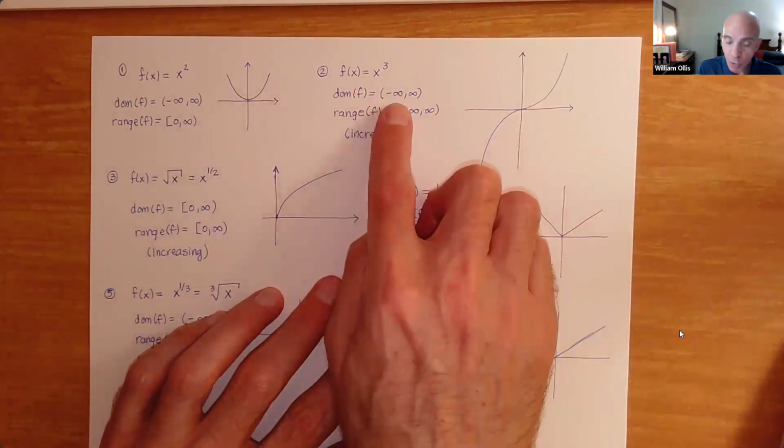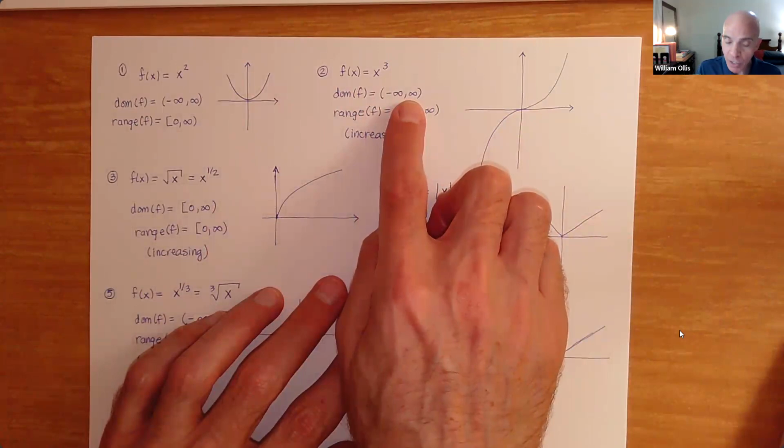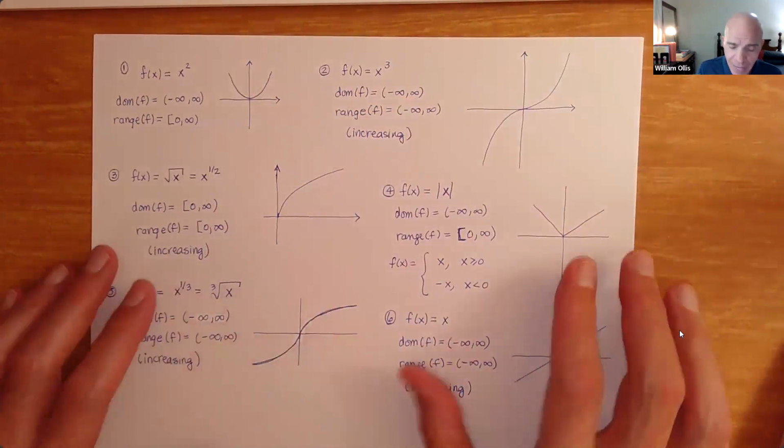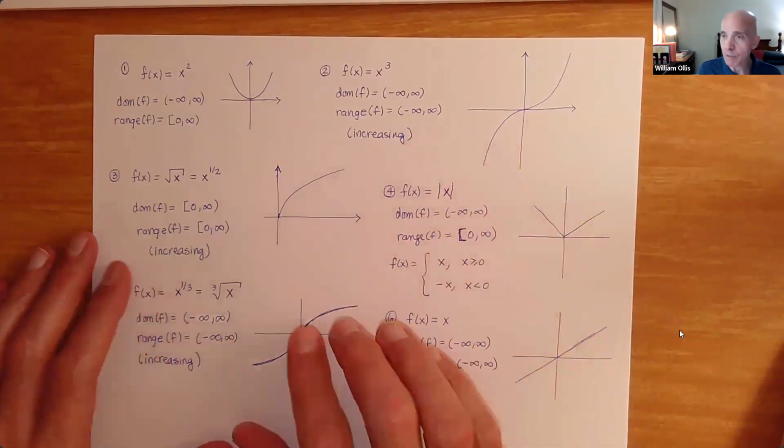But here we see the domain. The largest possible domain is all reals, and the range, of course, covers all reals. And noted here is an increasing function.